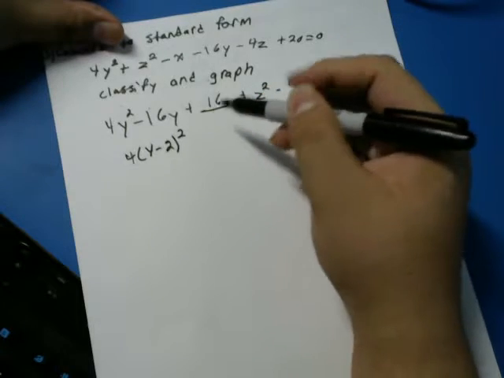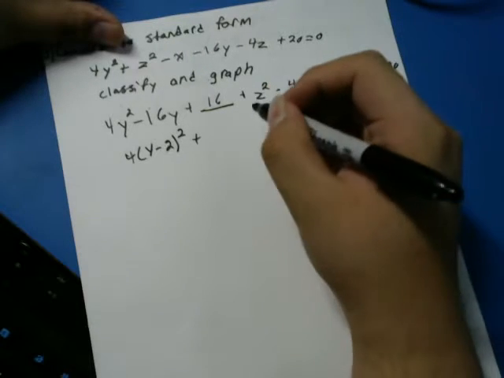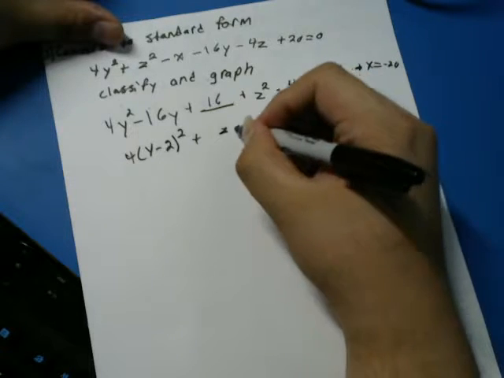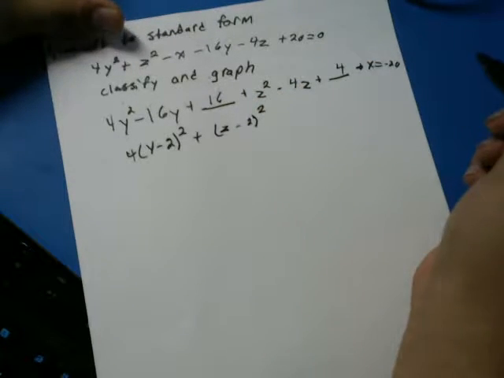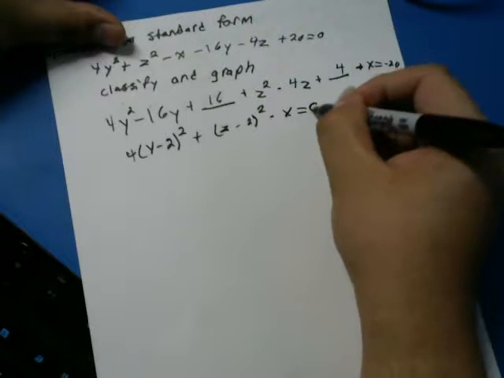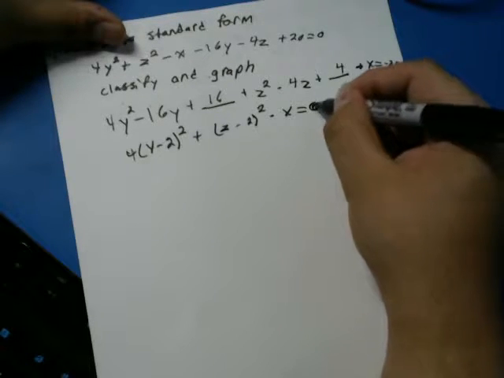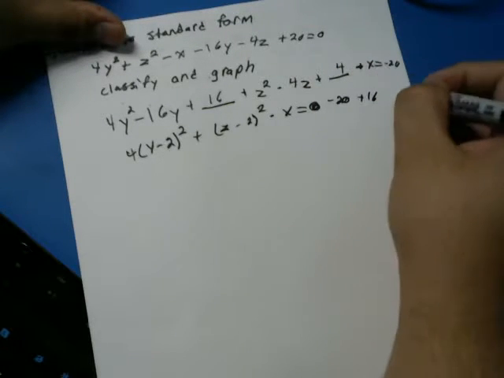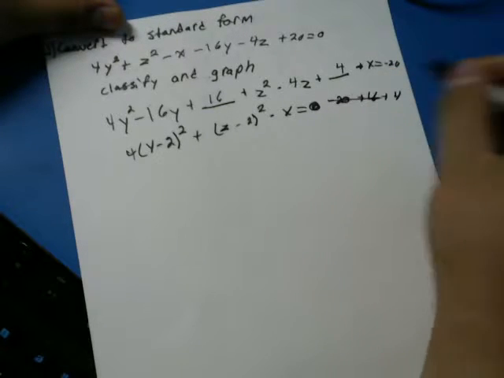So you get 4 times (y minus 2) squared, plus, completing this square here, (z minus 2) squared, and then minus x, of course. Minus x is equal to 0. Because here we have minus 20, and then we added 16 to this side, and we added another 4 to the left, so we have to add it to the right, and this just goes to 0.